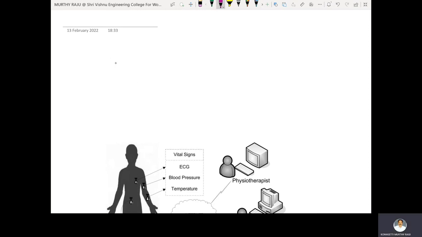The topic to be discussed in this video is IoT frameworks. With the help of one example, I will explain the concept of IoT framework. The example is wireless body area network.